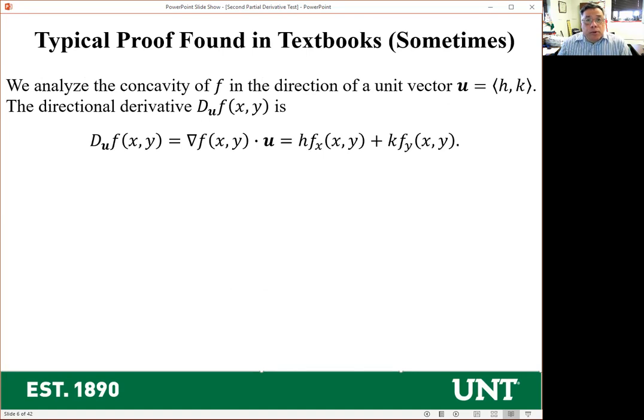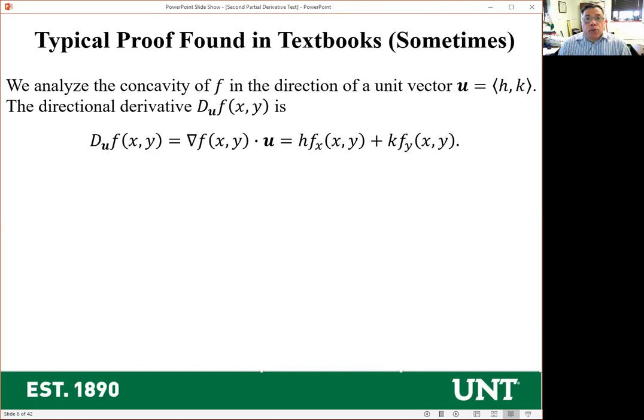What follows is a typical proof that appears in textbooks, at least the textbooks which provide a proof of this theorem. The usual proof of this theorem involves the directional derivative and the second directional derivative in the direction of u. So suppose u is a unit vector <h, k>, then the directional derivative of f in the direction u is the gradient of f dot u.